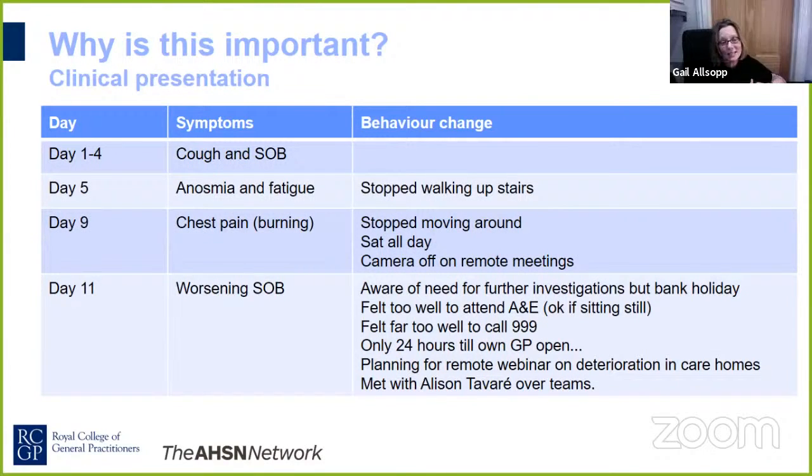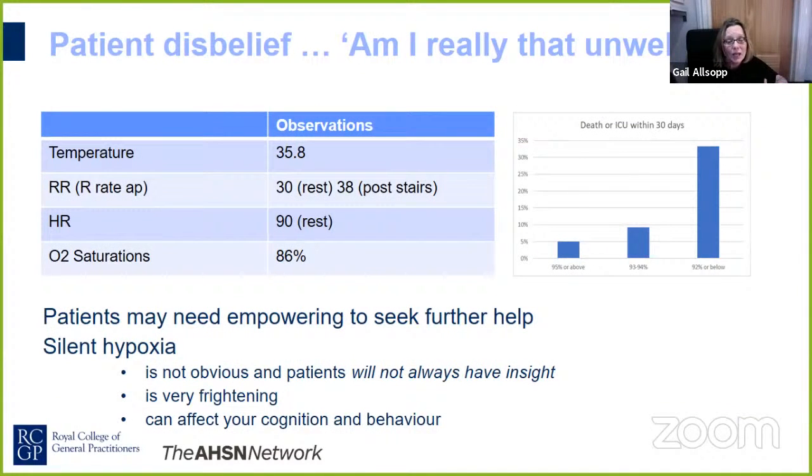Thank you. Next slide, please. I think this is the message that I really want to get across. When Alison spoke to me and said that she thought I was really unwell, I had complete disbelief. I knew I had COVID. I knew I was a little bit unwell, but I didn't think I was that unwell. When I then went on to do my own observations, Alison was absolutely right.